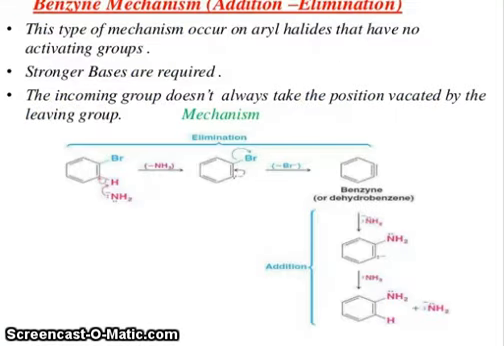Now friends, the benzyne mechanism. This type of mechanism occurs on aryl halides that have no activating groups. Stronger bases are required. The incoming group doesn't always take the position vacated by the leaving group. So you can see NH2 taking these hydrogens, and then you can see the formation of benzyne. So this is actually first elimination and then addition, and then addition of NH2.